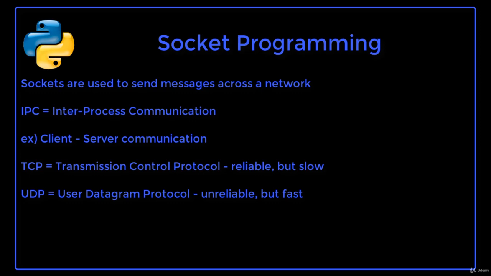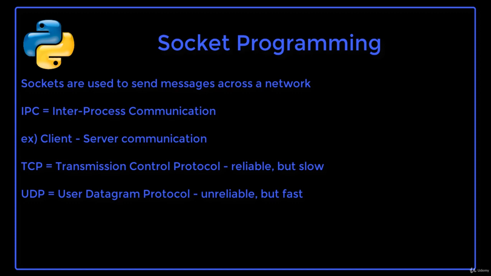There are two main protocols that we talk about when sending messages across a network. They are TCP and UDP. TCP is the Transmission Control Protocol. It is reliable and has in-order delivery. UDP stands for User Datagram Protocol. It is not reliable, but it is faster than TCP.